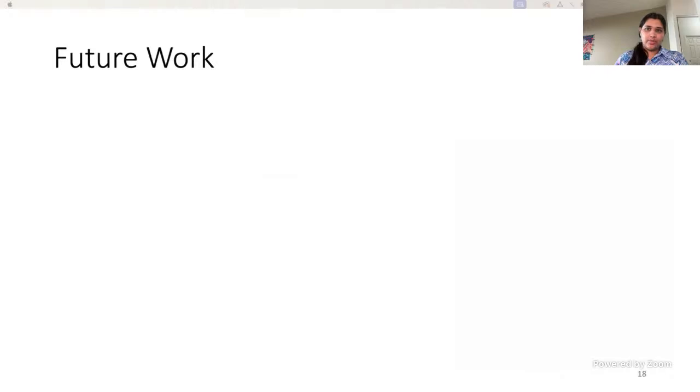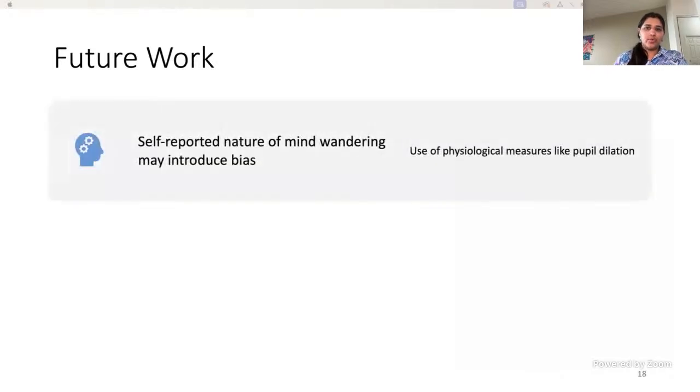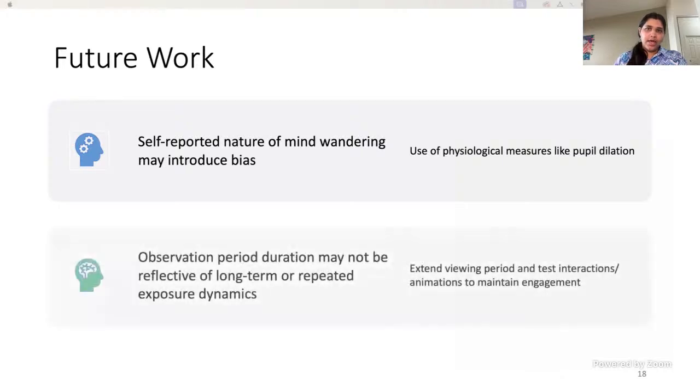So to quickly summarize what we intend to do in the future. Firstly, since mind wandering was self-reported, there may be some bias, though participants were extensively pre-trained. So future work could validate using physiological measures like pupil dilation for more accuracy. And secondly, the observation period here is only 45 seconds, which might not necessarily reflect the viewing experience in a long-term period. Say you spend 5 or 10 minutes with the chart instead.